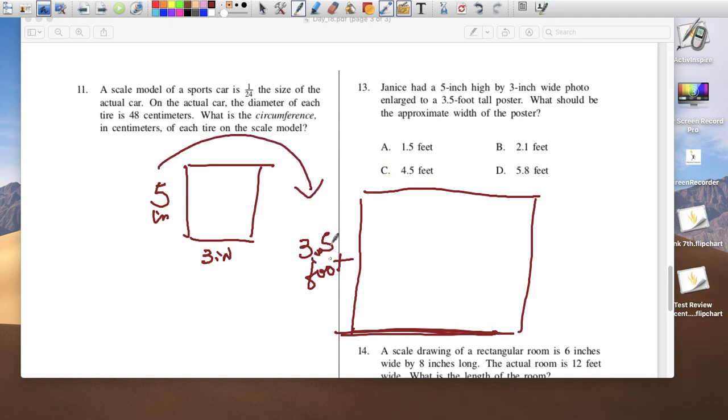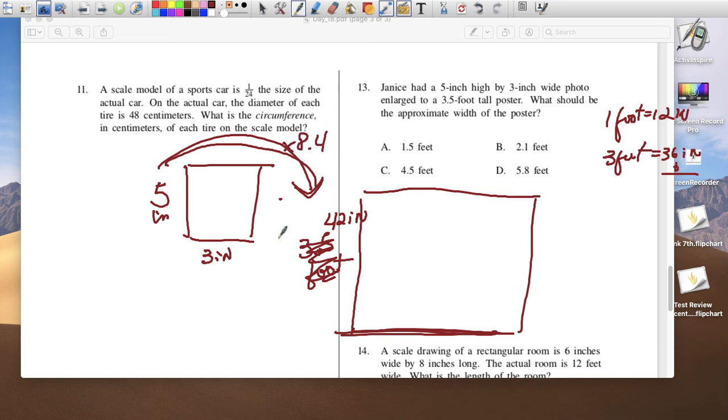So the problem here is you have to change this 3.5 feet to inches, right? 1 foot is 12 inches, so 3 feet is 36 inches. But you want 3.5, so we're going to add 6, so this is actually 42 inches, right? Now you can find the scale factor. 5 times what is 42? 42 divided by 5 equals 8.4. So the size got enlarged by a scale factor of 8.4, which means this is going to be times 8.4.